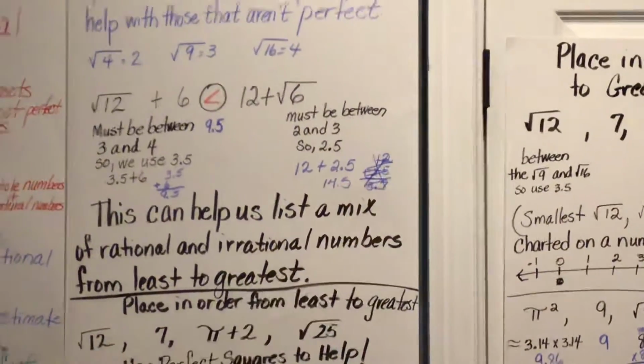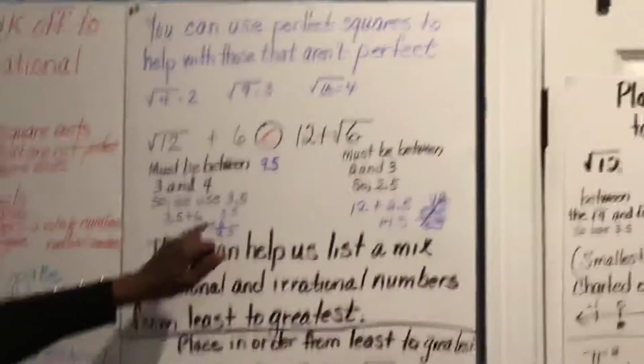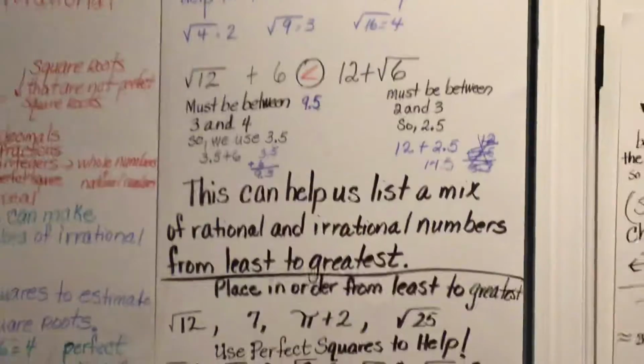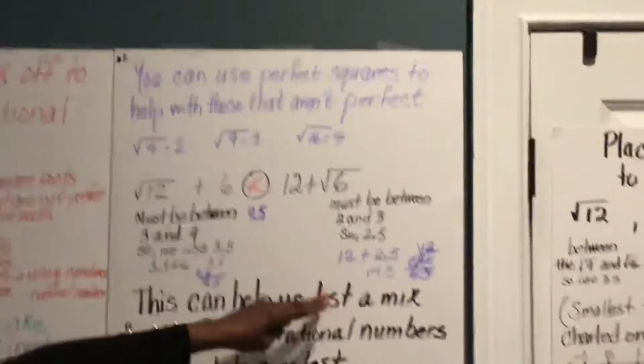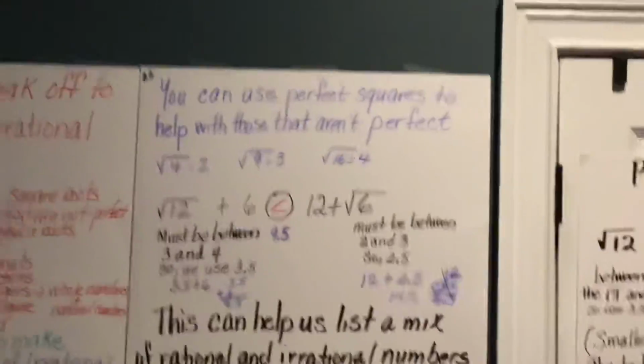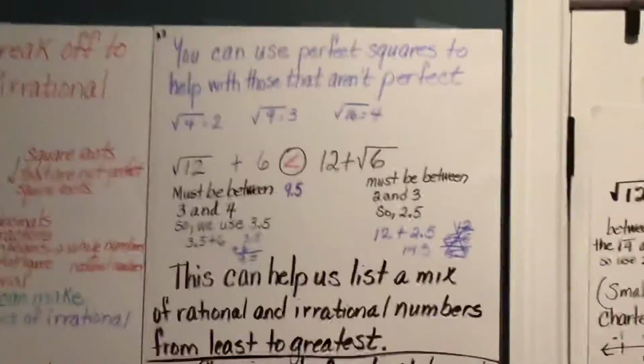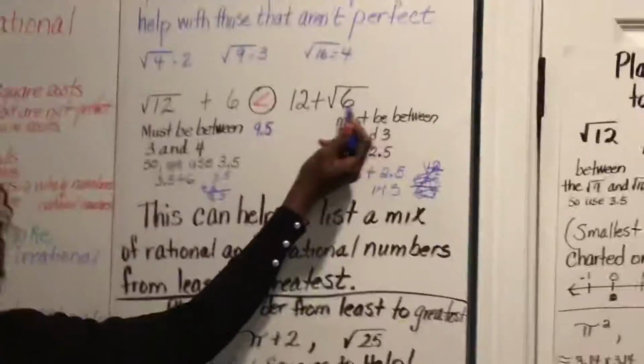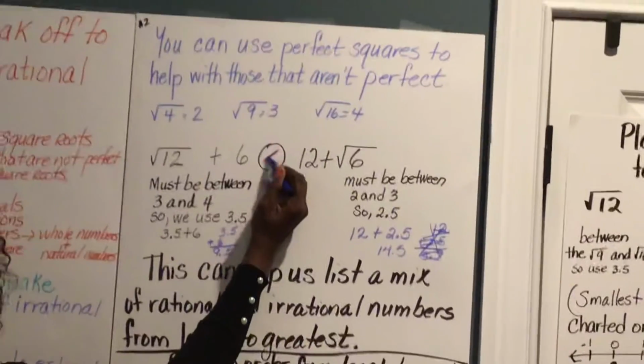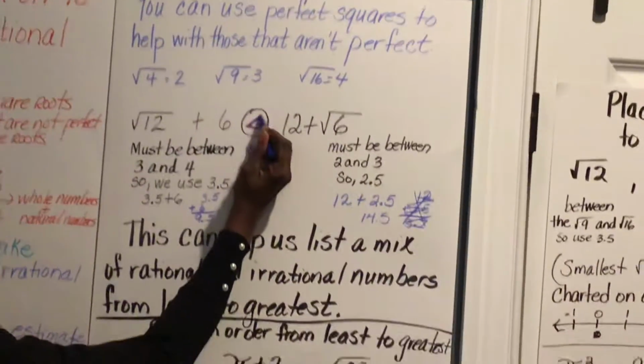Absolutely. Awesome. Now what we need to determine is this right here. So this is 14.5 and this one is 9.5. Which one is greater? 12 plus the square root of 6, the square root of 6, 12 plus the square root of 6. This is why I made this greater than.